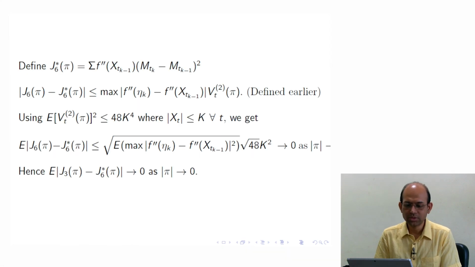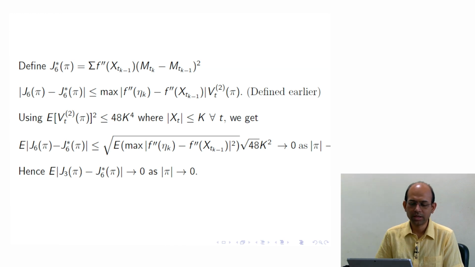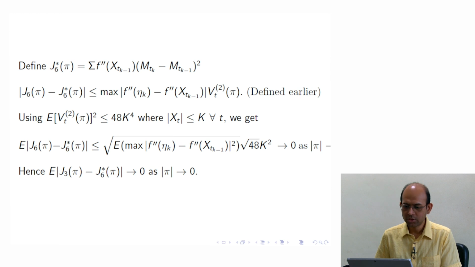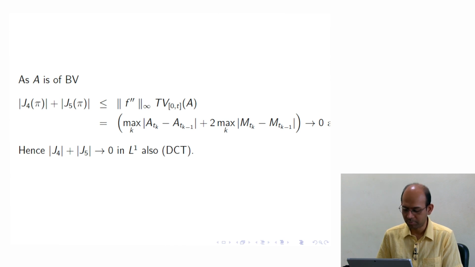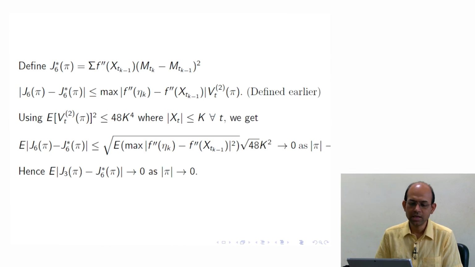Now next we discuss J star 6. I talked about J4 pi and J5 pi, but J6 pi is further approximated by J star 6 pi. J star 6 is the term where eta k is replaced by X_{t_{k-1}}, and the summation is again from k equal to 1 to m. Now we consider this difference, and in this difference, here we have eta k, and here we have X_{t_{k-1}}.